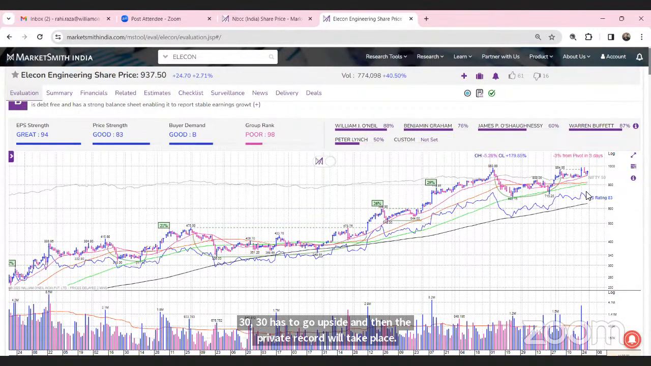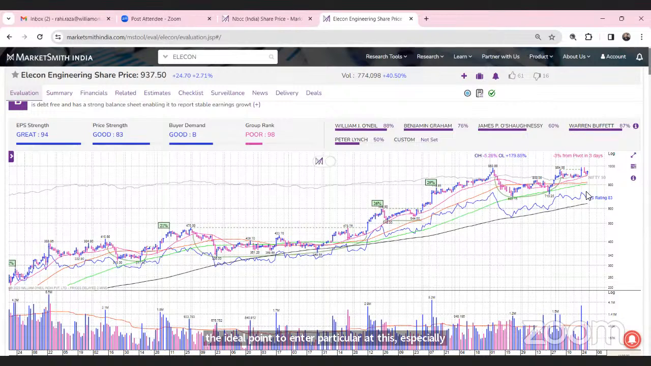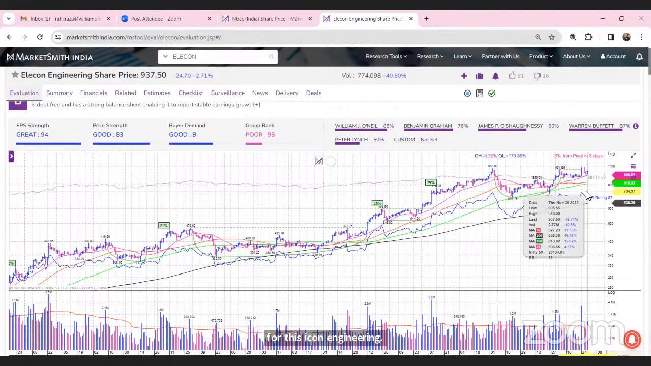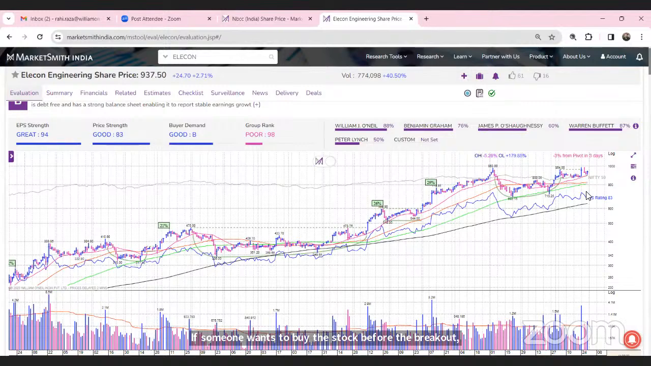If the breakout takes place, I think that would be the ideal point to enter at this juncture, especially for Elecon Engineering. If someone wants to buy the stock before the breakout, they can also buy, but they have to manage their stop loss as well. The next one is Mazagon.